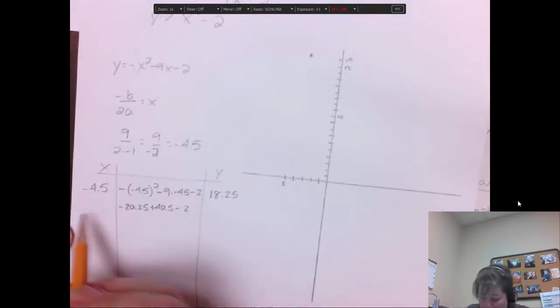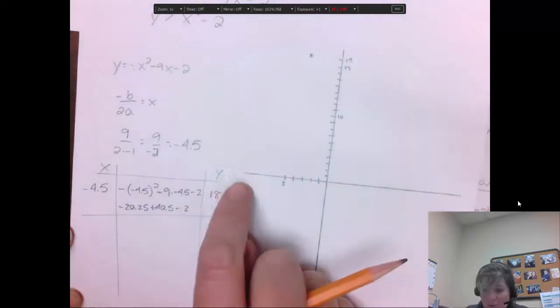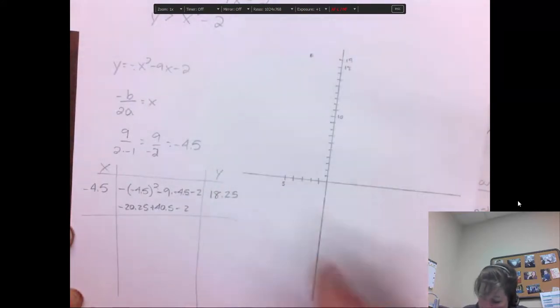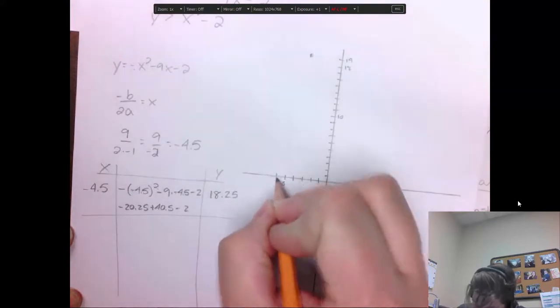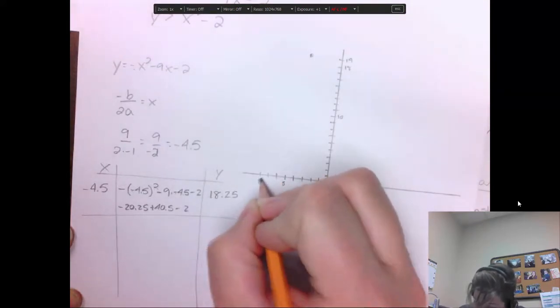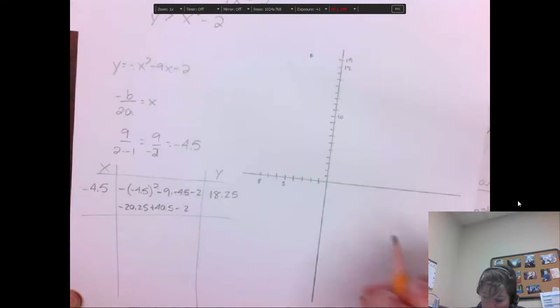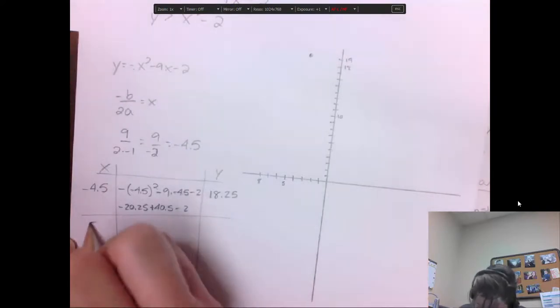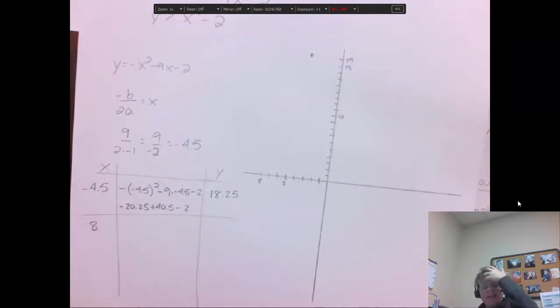Now let's find other points. Now that we know the vertex is there, let's look for a point on this side and this side. So here's 5. Let's go out, I don't know, maybe 8 or 9 or 10 or something like that. Let's just try 8. So I want to be on the left side of that vertex and the right side so I can see the shape. So let's just do 8.